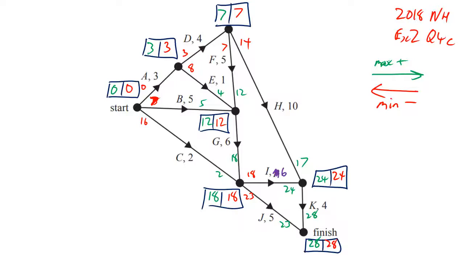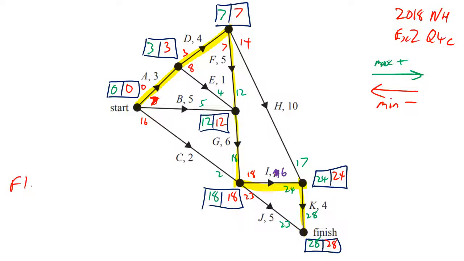Now, when we do the critical path analysis, there's lots of paths we could choose. There's only one that will include all the ones where the boxes, the numbers are the same. So 0, 0, 3, 3, 7, 7, 12, 12, 18, 18, 24, 24, and 28, 28. Okay. So that looks pretty good, but the question is actually asking the float time of H.